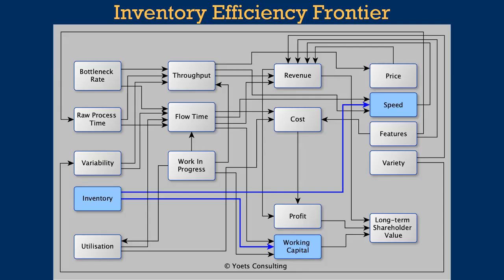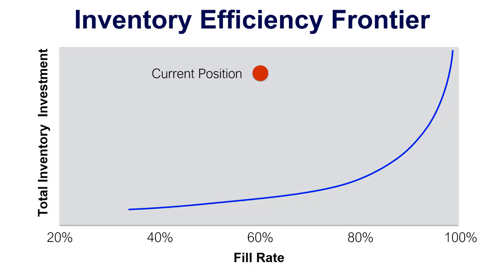There's another final one that I want to show you, which is the impact of inventory on the working capital, of course, and the speed of delivery, or our ability to ship the goods to the customers, right? So this is known as the inventory efficiency frontier. What is our fill rate on the x-axis, and what is the total inventory investment on the y-axis? And the blue line gives the best possible outcomes for a given organization.